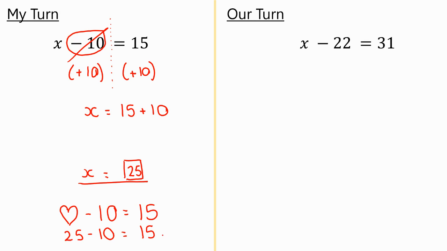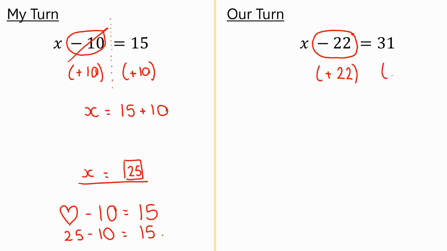Okay. We want to circle anything on the same side as the x that isn't the x. So what's joined our x on the left-hand side? That's going to be this take away 22. So I'm going to circle that, and that's what we want to get rid of. How do I get rid of a take away 22? I have to do the opposite. So to get rid of that, I'm going to have to add on 22.